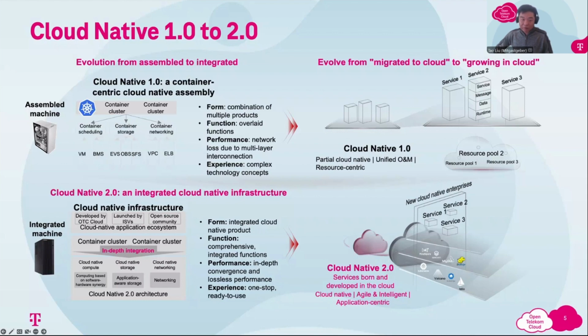To achieve the goal of true cloud native, we, OTC, upgraded our entire cloud platform last year. The new platform could be seen as an integrated computer, like the workstations from HP, Dell, or Lenovo. We call this new platform Cloud Native 2.0 architecture. Now, the applications on it can be born and developed in the cloud. The CCE Turbo is one of the products based on this new cloud native architecture.